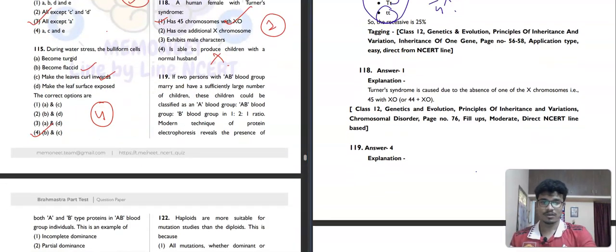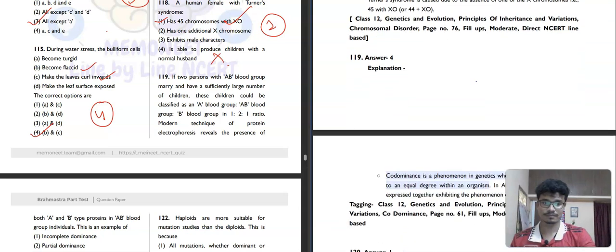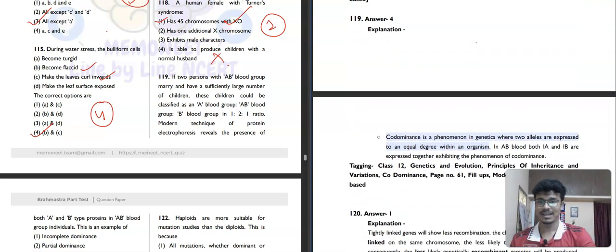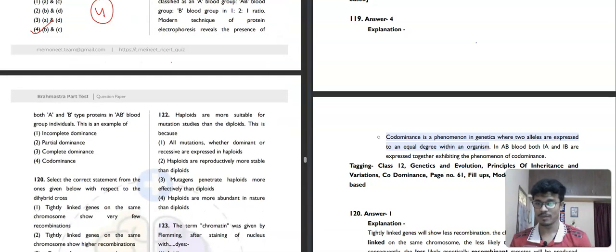It is saying that if two persons with AB blood group marry and have a sufficiently large number of children, these children could be classified as A blood group, AB blood group, B blood group in the ratio 1:2:1. Modern technique of protein electrophoresis reveals the presence of AB type protein in AB blood group individual. This is an example of, you know that.